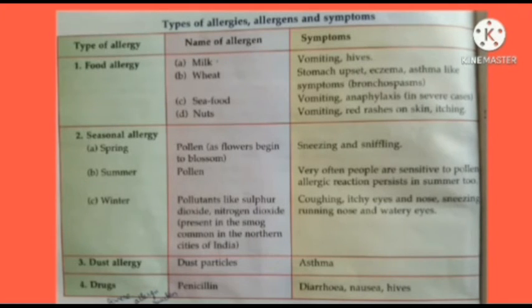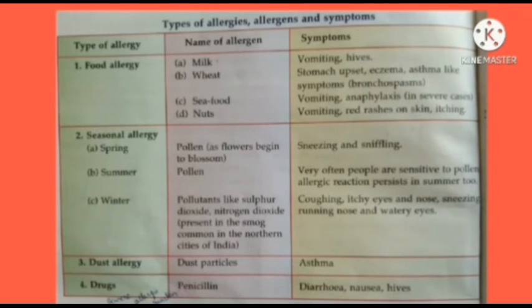And the third one is seafood. The symptoms are vomiting, and anaphylaxis in severe cases. We learned anaphylaxis, students. The next food allergy is nuts. Symptoms are vomiting, red rashes on the skin, and itching of the skin. These are the signs and symptoms of food allergy. So for food allergy, we learned the names of the allergens and the symptoms.